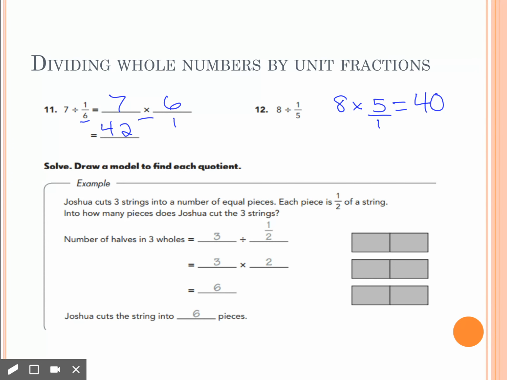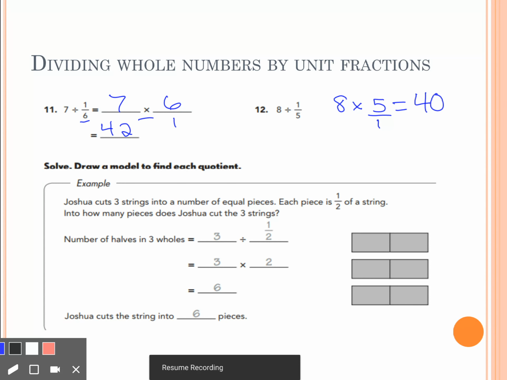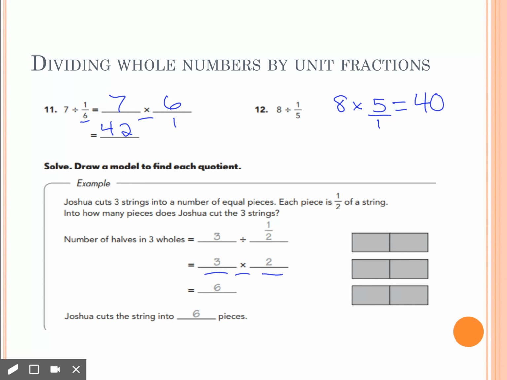Then we have some examples here, just real world examples. So Joshua cut 3 strings into a number of equal pieces. Each piece is half of a string. Into how many pieces does Josh cut the string? You're splitting up a whole here, so that is a division problem. So we have 3 divided by 1/2. I keep my first number, flip my second, change it to multiplication, and 3 times 2 equals 6.